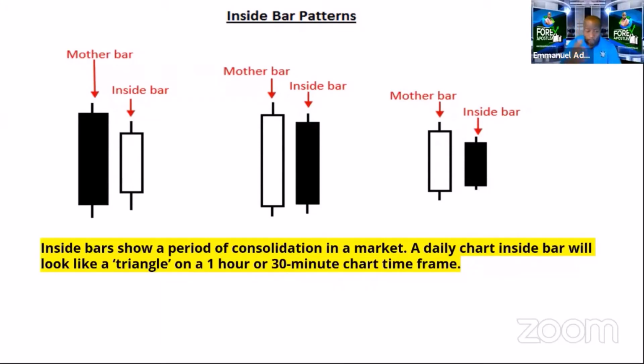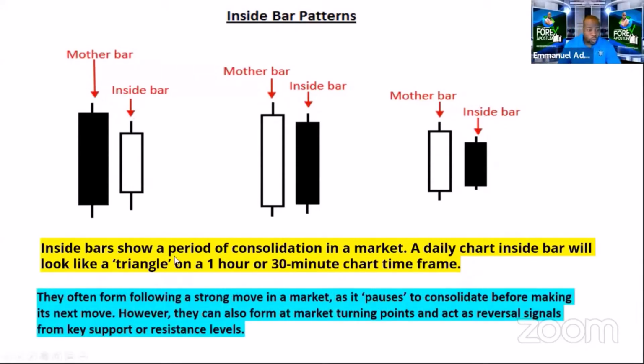On 1 hour because it's consolidating, or 30 minutes chart. Okay, so that is exactly what you have. They often form following a strong move in the market as it pauses. Okay, I want you to understand the concept, why we have it. You have been running, then you slow down. So as it pauses to consolidate before making its next move.